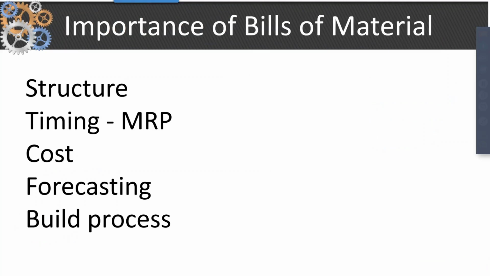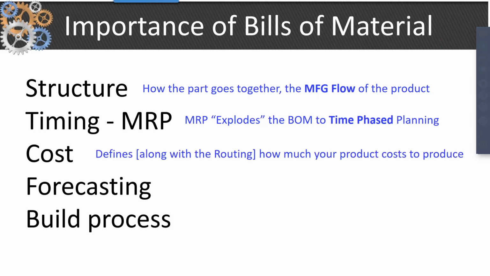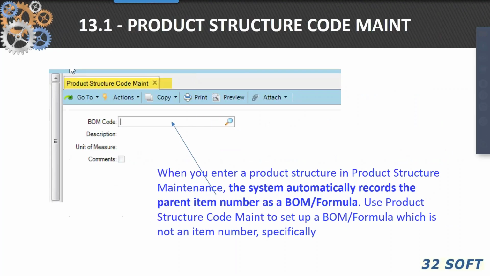The importance of bills of material is that it defines your structure, how the part is going to be manufactured. It allows this time phasing that Ollie and Joe Orlicky and them developed back in the 1970s as the basis of MRP. It's how we cost, along with the routing, so the accountants are always interested in that. And then what gets forecasted. Remember, we forecast at the independent level, normally level 0, but also anything that's exposed to independent demand. And it defines the build process, so this helps us define routings, work instructions, etc.